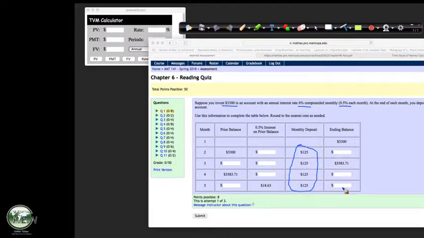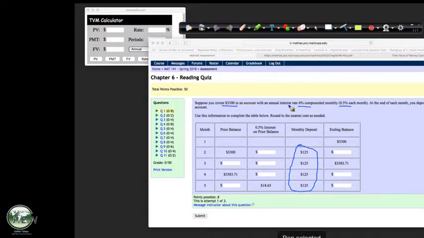Okay. Now for these calculations, we're not going to use the TVM solver because they're wanting us to calculate month by month. So I will pull up just the regular calculator. Let's move that over. Okay. And so the calculation, we start with 3,300. That's our balance. We're going to get the interest on 3,300. And so we do 3,300 times 0.005. Okay. Does anyone know why I went with 0.005?